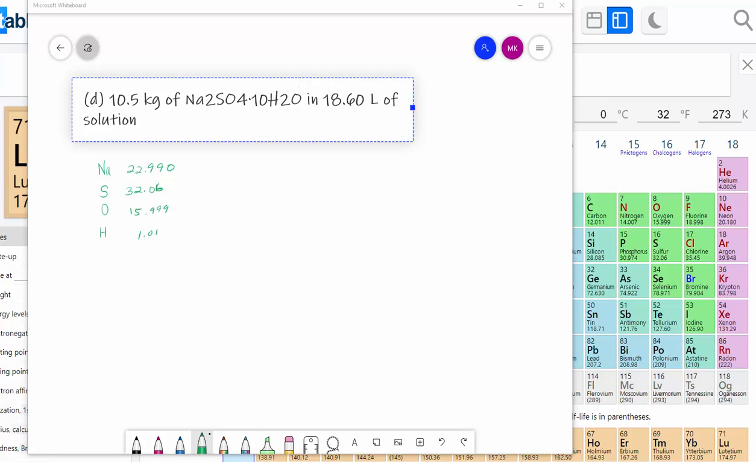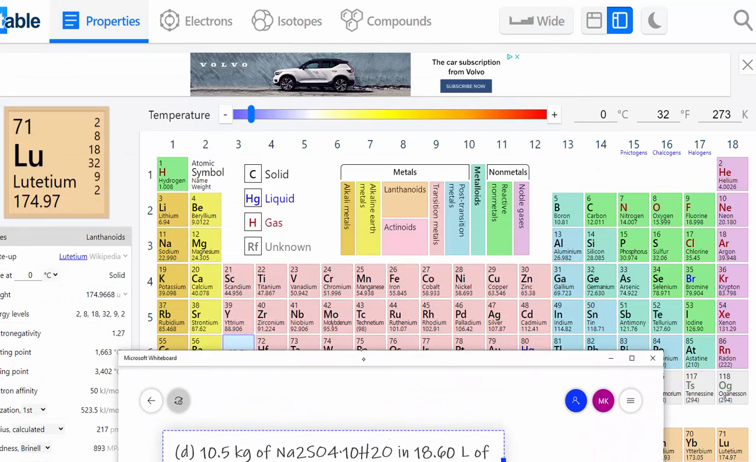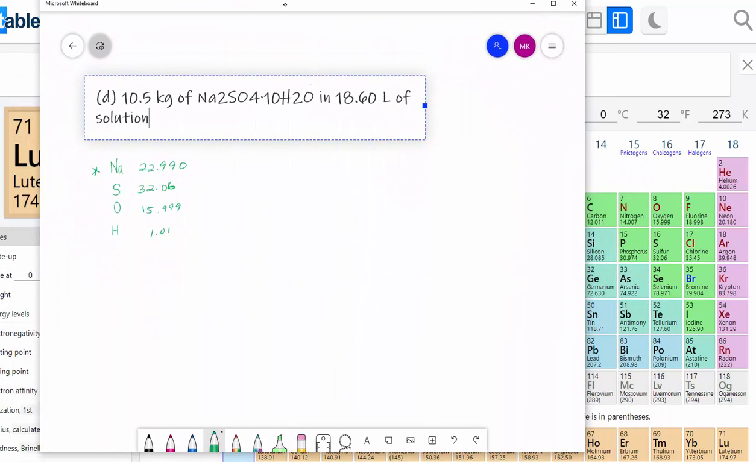To find the molarity in this scenario, the first thing I need to do is look up what the molar mass is for each of my elements. So what I have behind my whiteboard here is ptable.com, an interactive periodic table that has an awful lot of properties on it that you are welcome to use if you find that necessary.